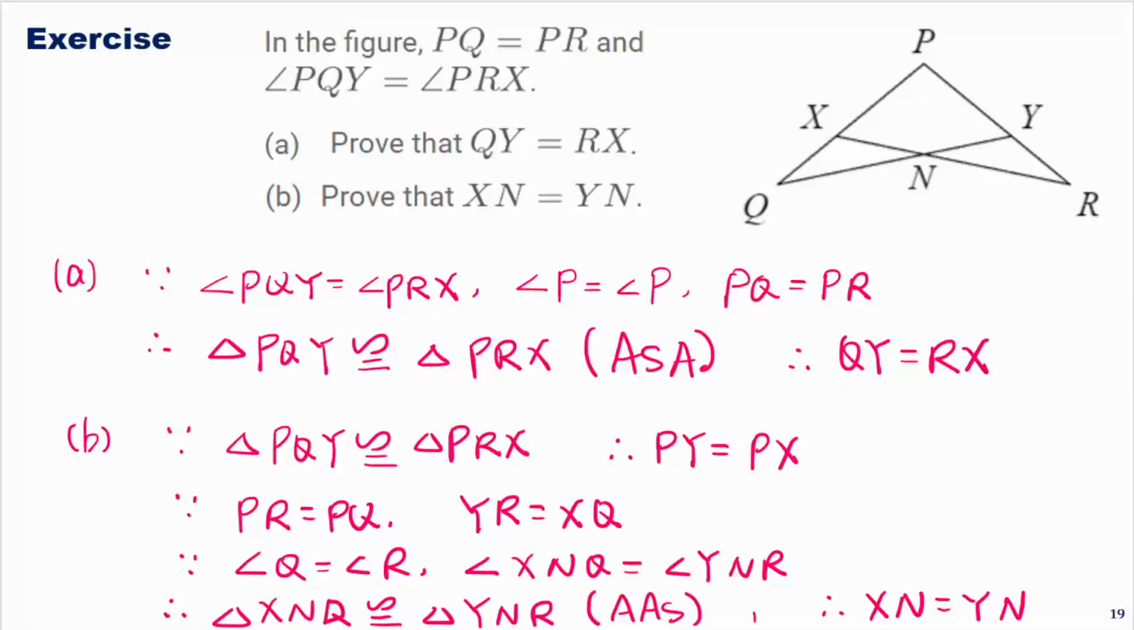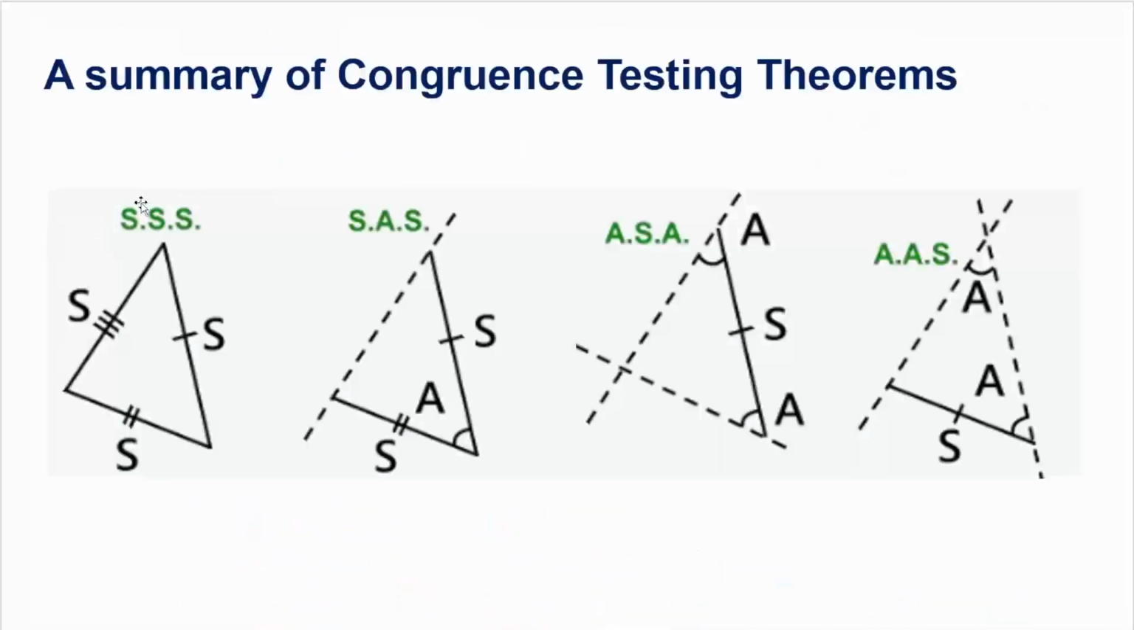Alright, so if you don't have any questions, let's make a brief summary. We can use the following 4 testing theorems to determine if 2 triangles are congruent. They are SSS, SAS, ASA, and AAS. Are you clear?